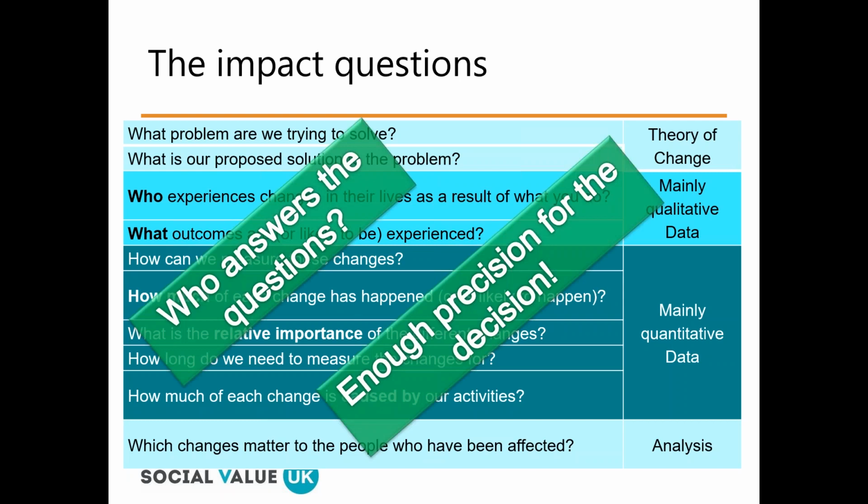Overlaying these impact questions are important considerations. Who answers the questions is absolutely central to an effective way of accounting for social value, ensuring that the correct people are involved, again those stakeholders, any individuals or groups of individuals that can affect or be affected by decision making. Also central to these impact questions is the idea of enough precision for the decision. Based on the decision or decisions being influenced by the information, we will need different degrees of rigour, different degrees of precision and accuracy.